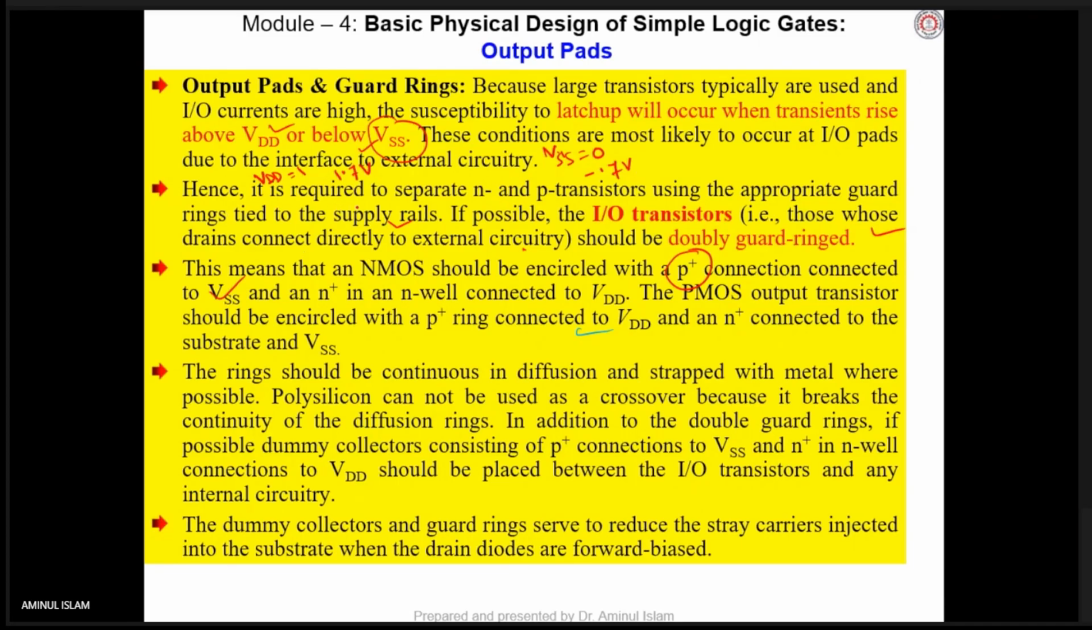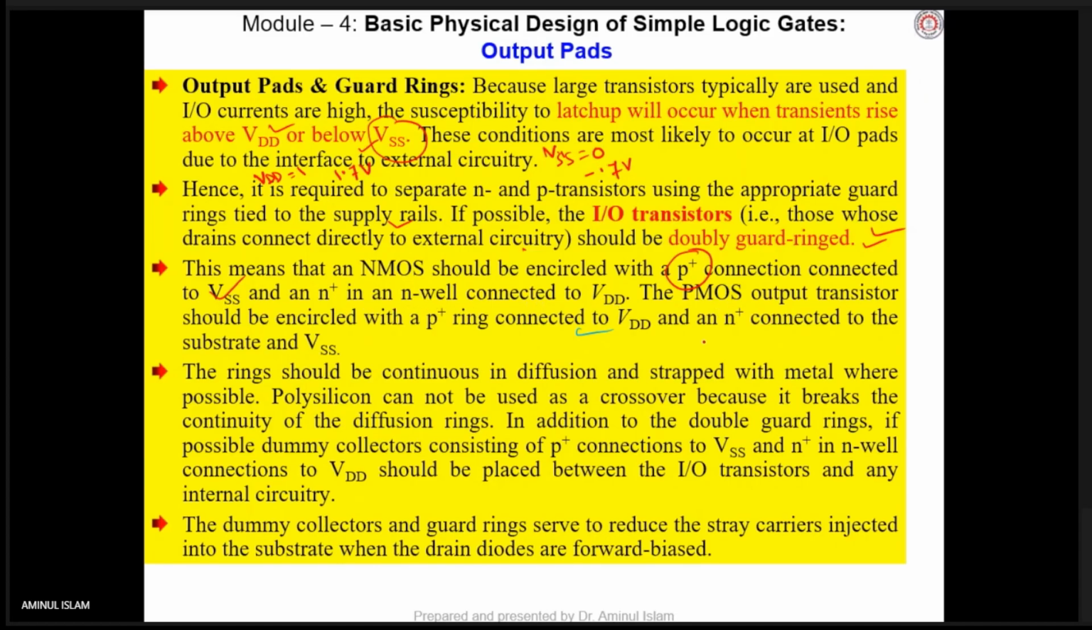Hence, it is required to separate N and P transistors using appropriate guard rings tied to the supply rails. If possible, IO transistors should be doubly guard ringed. This means that an NMOS should be encircled with a P plus connection connected to VSS and an N plus connected to VDD.